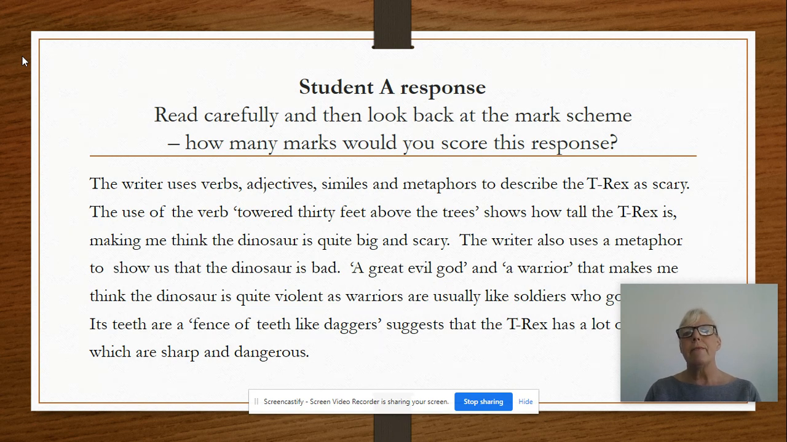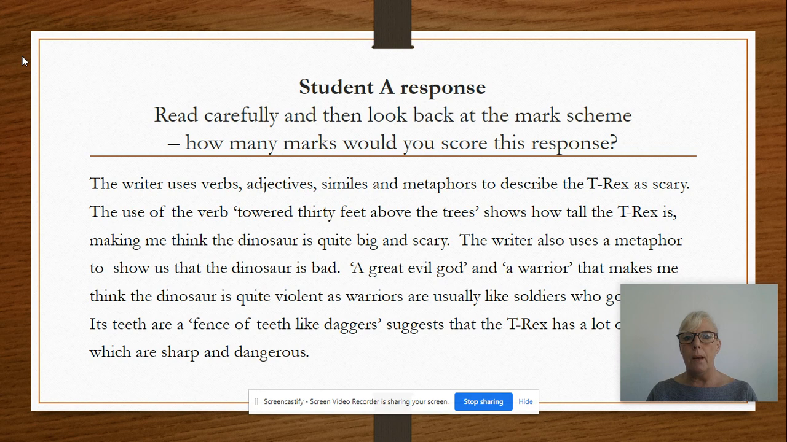So the writer uses verbs, adjectives, similes, and metaphors to describe the T-Rex as scary. The use of the verb towered 30 feet above the trees shows how tall the T-Rex is, making me think the dinosaur is quite big and scary. The writer also uses a metaphor to show us that the dinosaur is bad, a great evil god, and a warrior. That makes me think the dinosaur is quite violent, as warriors are usually like soldiers who go to war. Its teeth are a fence of teeth like daggers, suggests that the T-Rex has a lot of teeth which are sharp and dangerous.